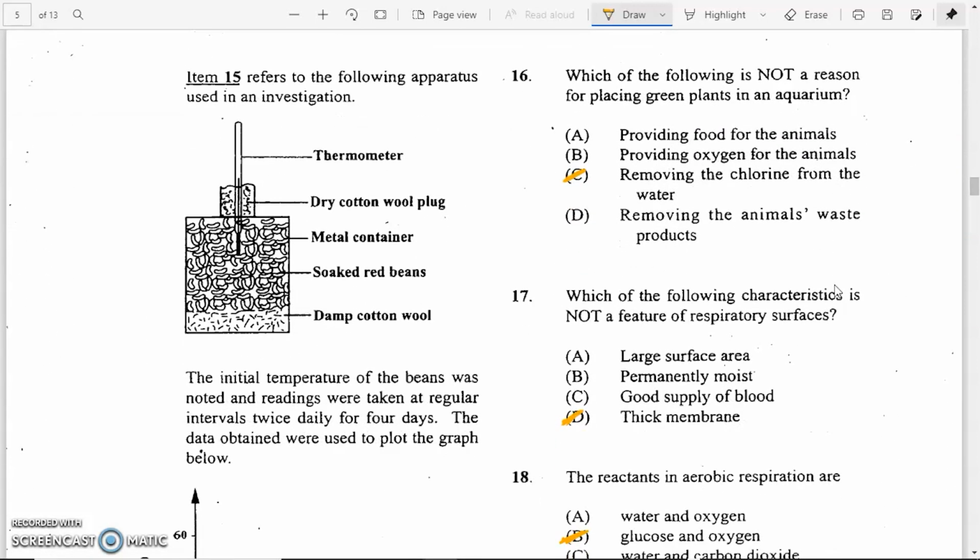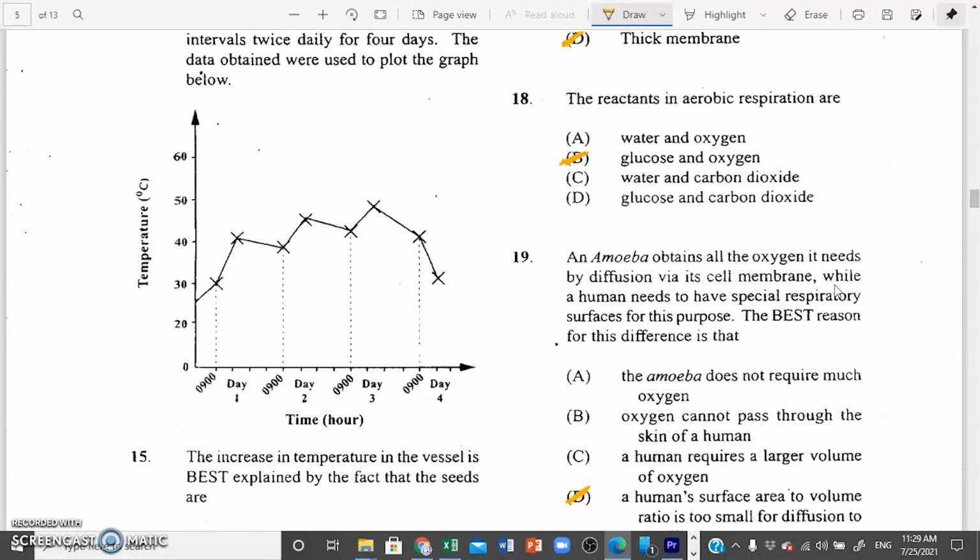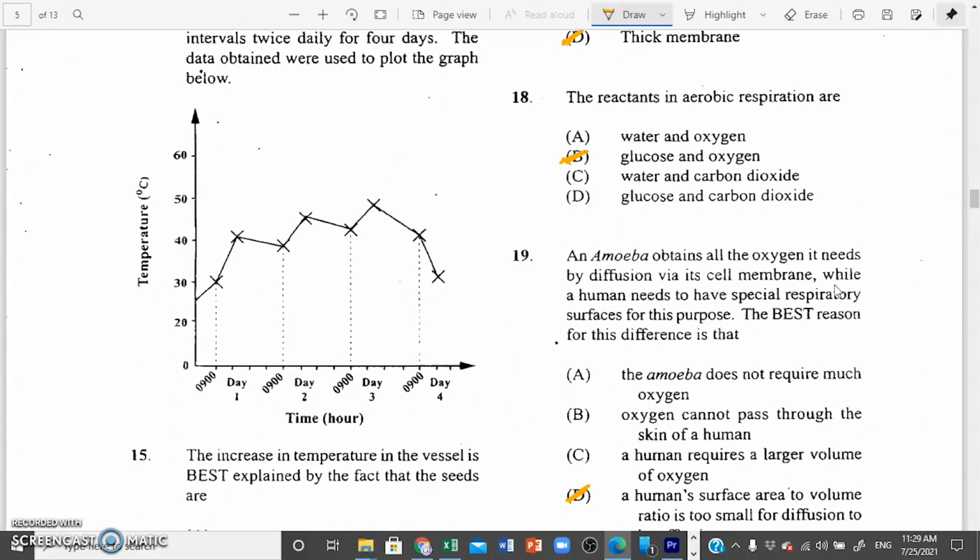Item 15 refers to the following apparatus used in an investigation. So you have a thermometer there, you have a dry cotton plug, you have a metal container, some soaked red beans on the inside with damp cotton wool beneath. The initial temperature of the beans was noted and the readings were taken at regular intervals twice daily for 4 days. The data obtained were used to plot the graph below. This is a graph, temperature on the y-axis, time in hours on the x-axis.